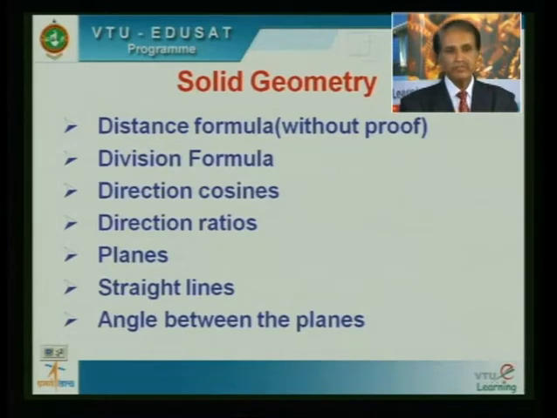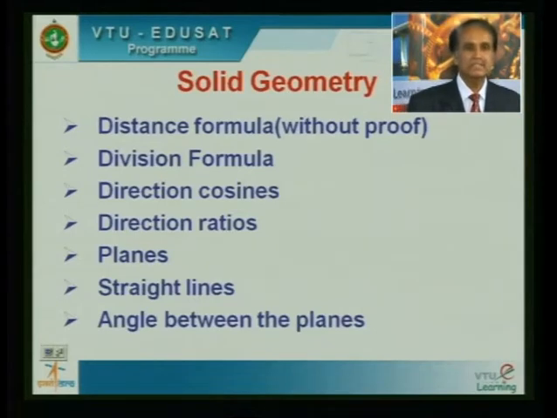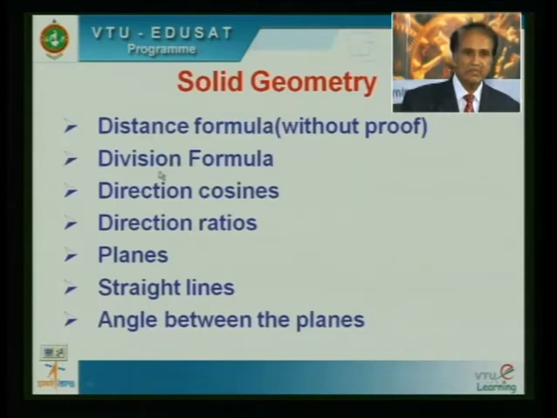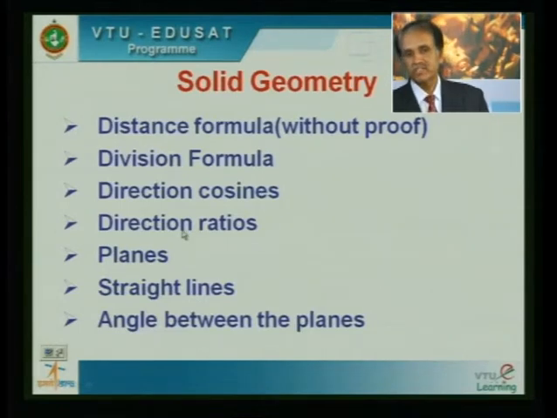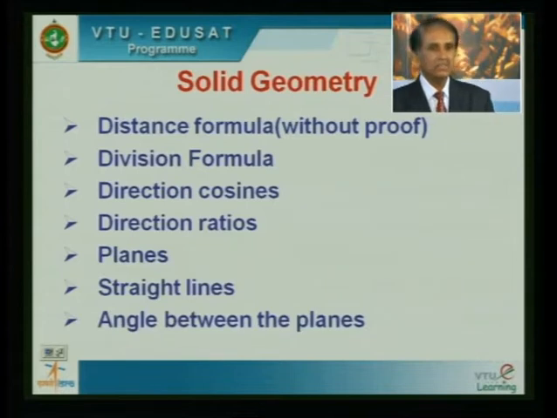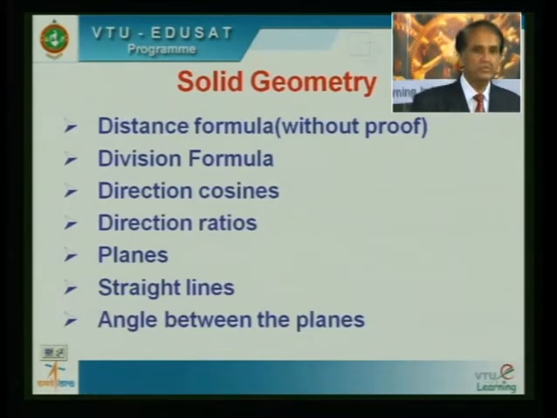Another form of measuring the positive direction of a line in space is direction ratios. They are nothing but values in terms of numbers, denoted by small letters a, b, c. Then the next discussion, after understanding the basic knowledge of distance formula, division formula, direction cosines and direction ratios, was the angle between two lines, with the formula cos theta is equal to L1 L2 plus M1 M2 plus N1 N2, where the first line is represented by direction cosines L1 M1 N1 and the second line by direction cosines L2 M2 N2.